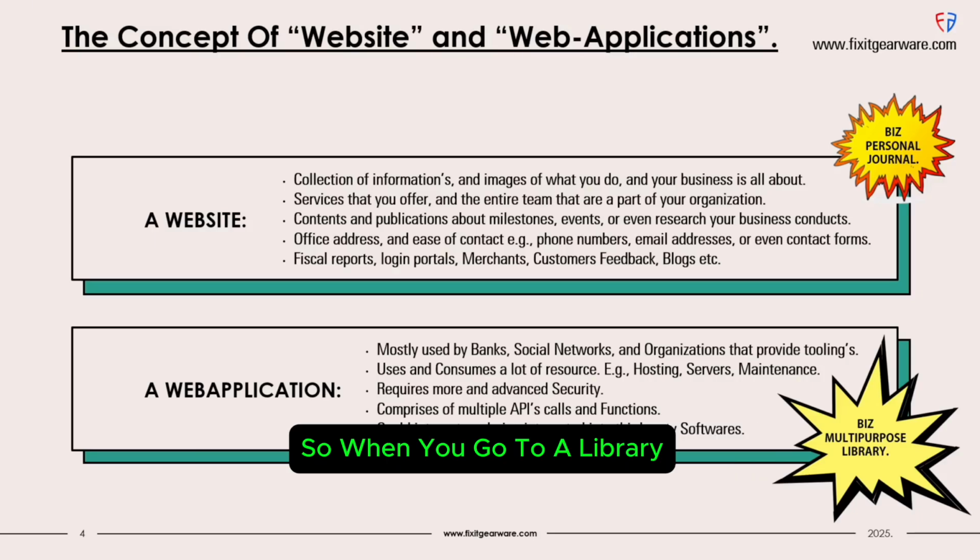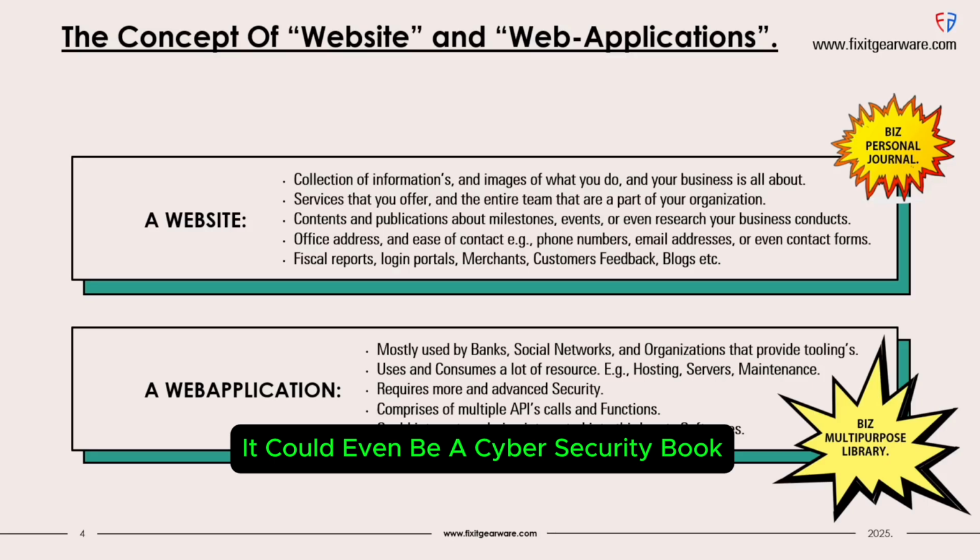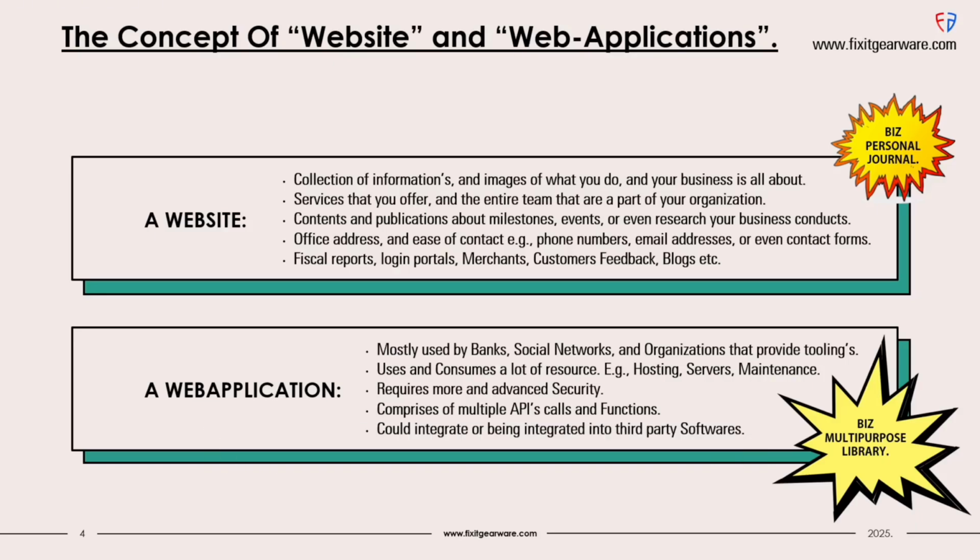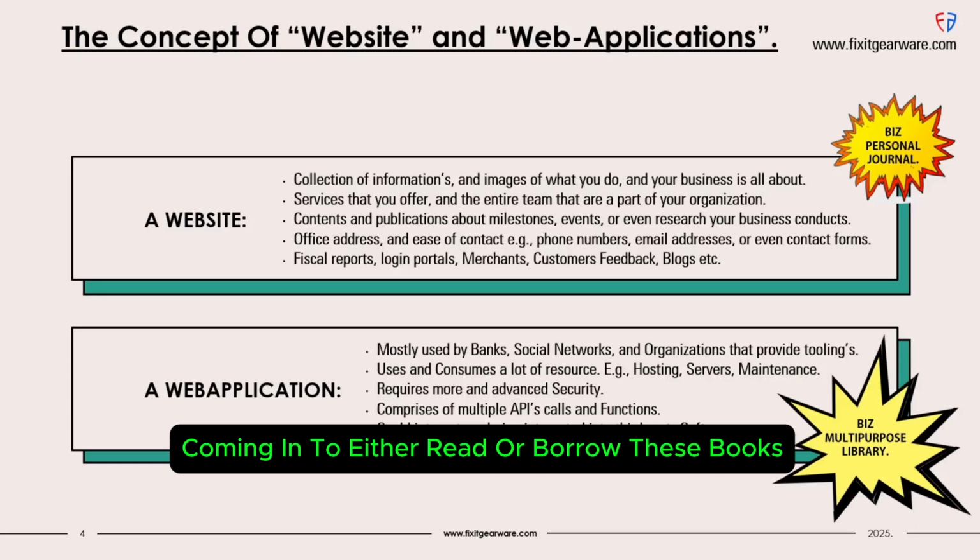So when you go to a library, you see a collection of books. And what is this collection of books? It can be fiction, it can be science, it could even be a cybersecurity book, or a cookbook, or a storytelling book. And of course, in a multi-purpose library, there are a lot of users coming in to either read or borrow these books.